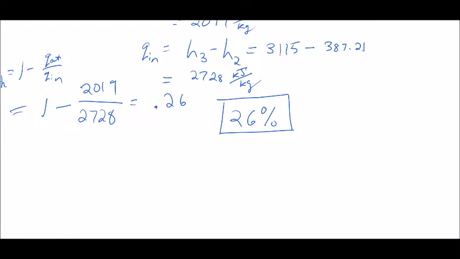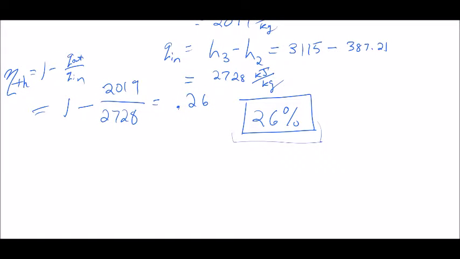You can see here that the efficiency is 26%, and in practical terms, 26% actually isn't that great for a Rankine cycle. There are a lot of measures you can take to improve this, which you will or have learned about.